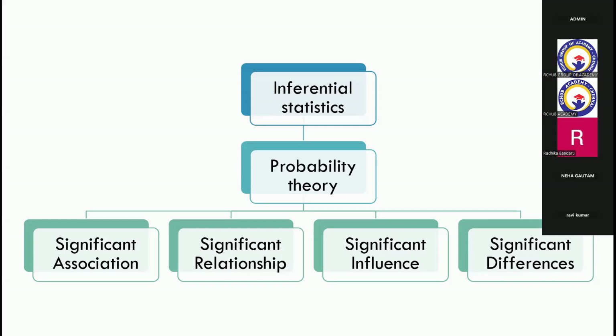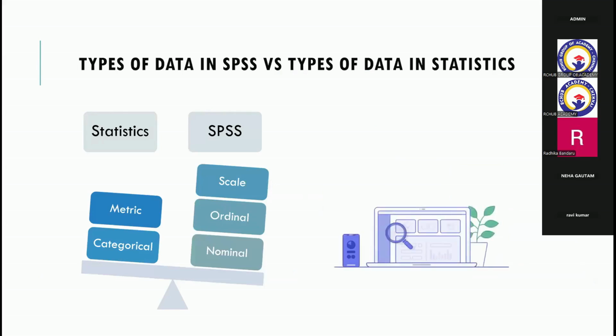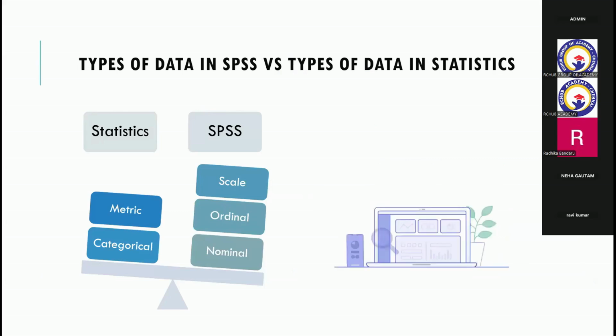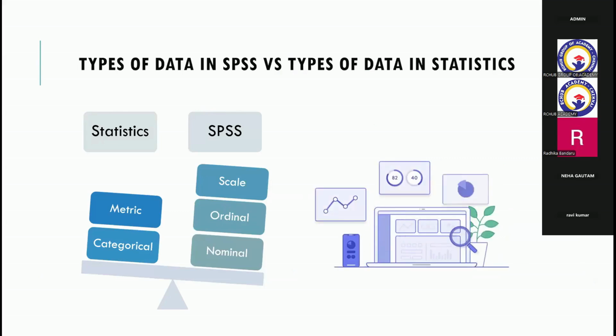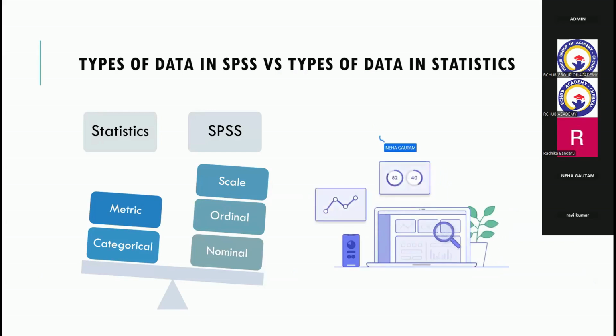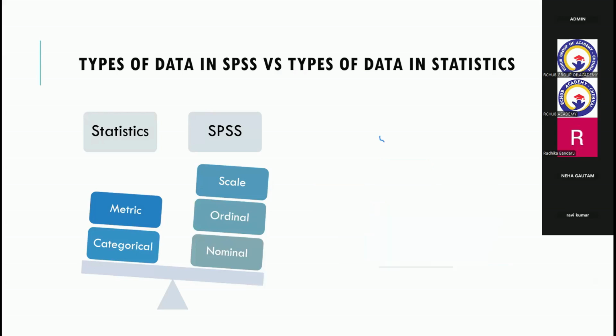One is categorical and another is metric data. One is categorical, take it to your heart. The second is metric data. In SPSS, you may have options like scale, ordinal, nominal. But from a statistical point of view, statistics doesn't understand scale, ordinal, or nominal. It's all about whether it's metric data or categorical data.